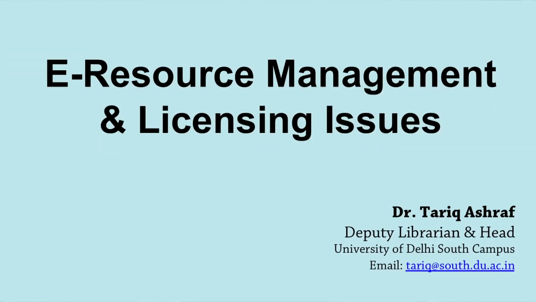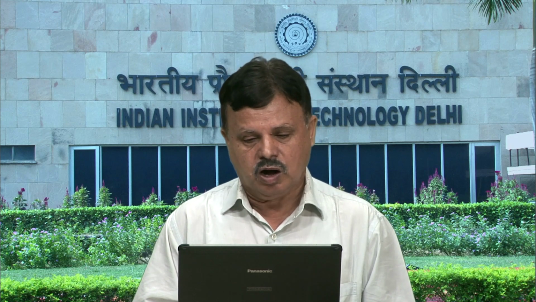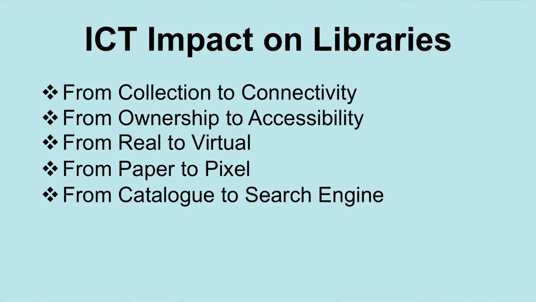Today we will be discussing e-resource management and licensing issues. Licensing is an integral part of e-resource management, and there are several dimensions of licensing. So, we have to understand completely the concept of how licensing governs e-resource management and what the implications are. Before we go into the licensing part, let us look at how ICT has impacted libraries and what kind of impact it is having on complete library resources and services and their delivery.